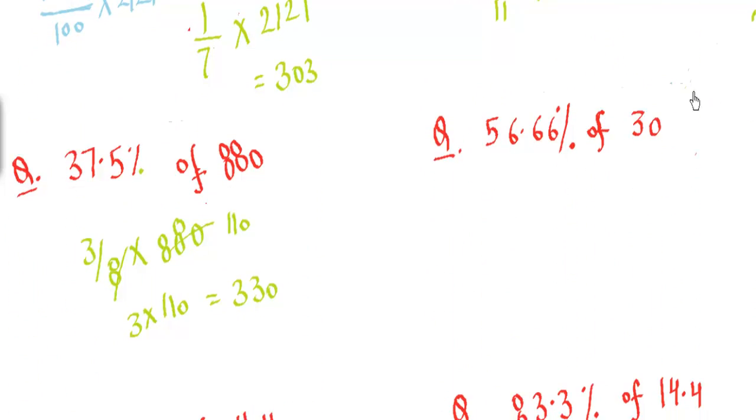I can calculate this kind of fraction also, like 56.66. So 56.66, I can write it as 50 plus 6.66, because 50 plus 6.66 is 56.66. And I know the fraction for 50%, and I know the fraction for 6.66%. The fraction for 50% is straightforward, that is 1 by 2.